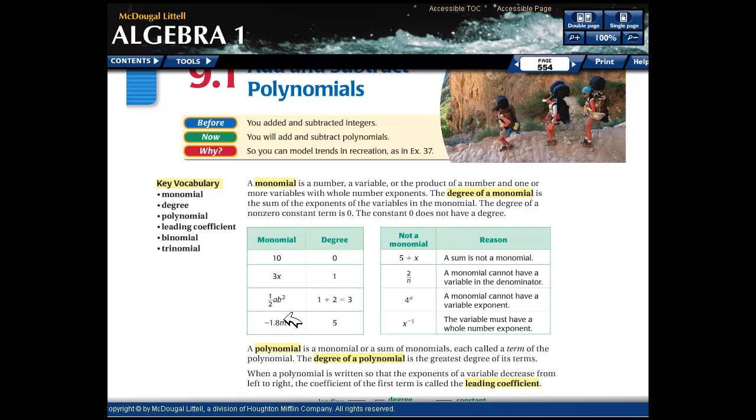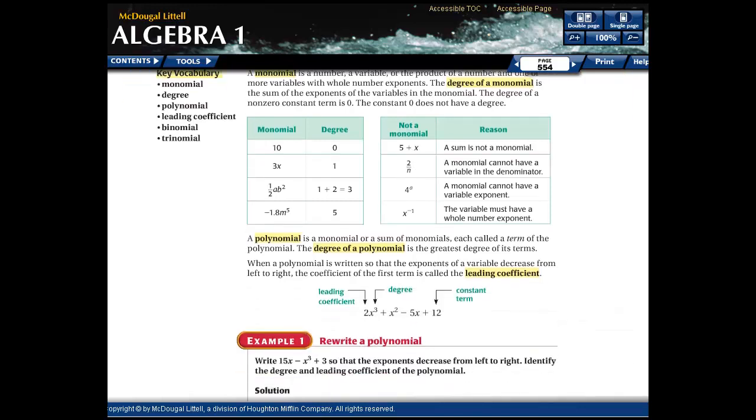Okay. Some things that are not monomials: things that are added together, you can't lump those together and say they're a monomial. It cannot have a letter in the denominator. It could have n over 2, that's a monomial. 2 over n, not so much. Cannot have a variable exponent, 4 to the a, not going to work. The variable must have a whole number exponent. So if we have any negative exponents, that's not going to work. And you can't even take this and make it 1 over x, because remember right here, you cannot have variables in the denominator. So those are some examples of what is not a monomial.